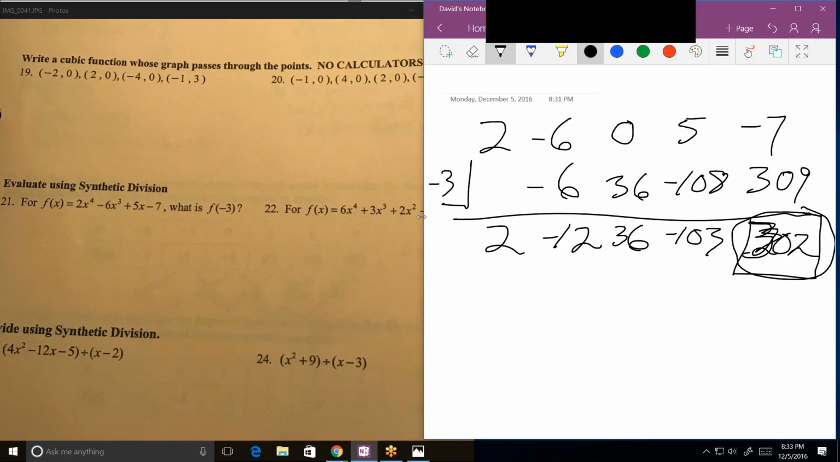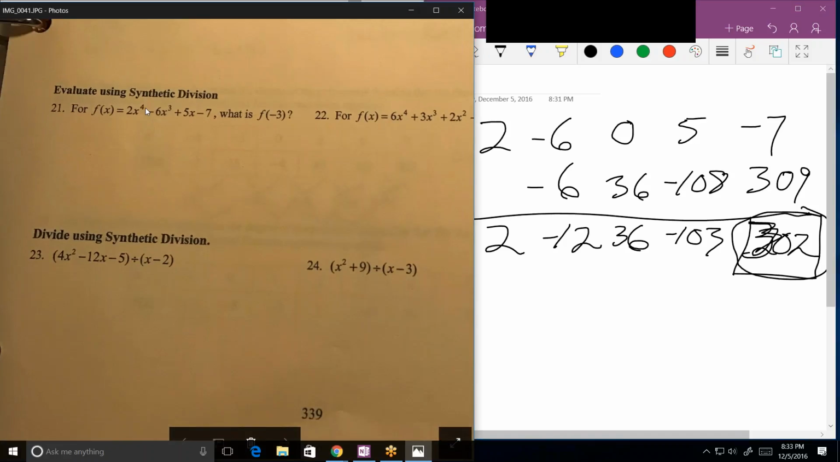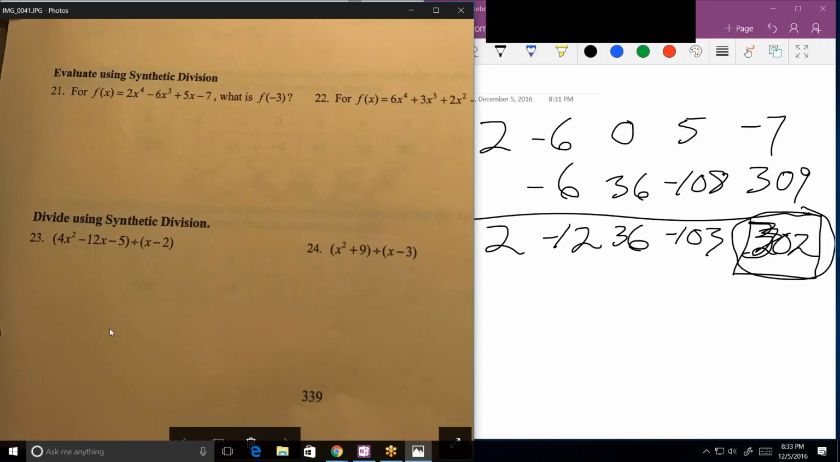Dividing by synthetic division, what goes in the box on number 23? Minus 2 or plus 2? For 23, I'm sorry, I was looking at the wrong one. So it'd be positive 2. And for 24, what goes in the box? Positive 3. And on 23, you don't need any dummy variables. On 24, you do. Notice you're dividing it into x squared plus 9. There's a missing x term.